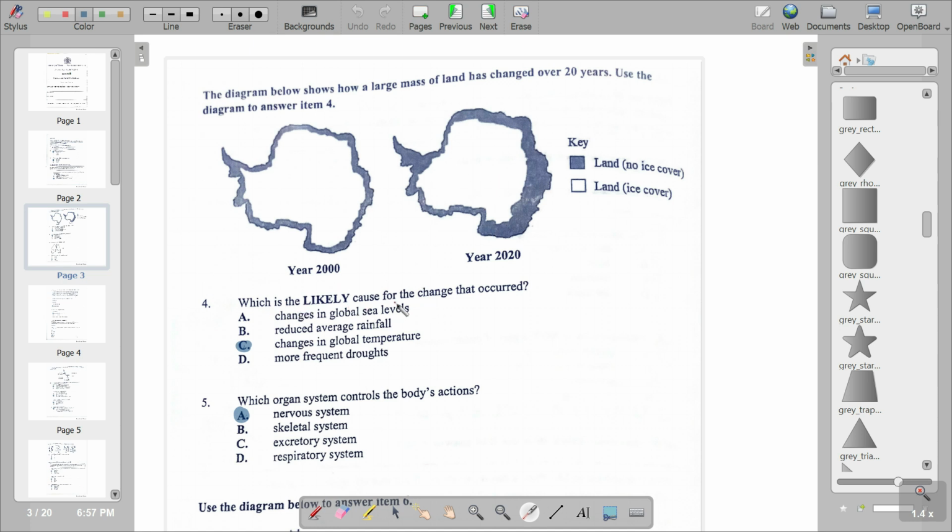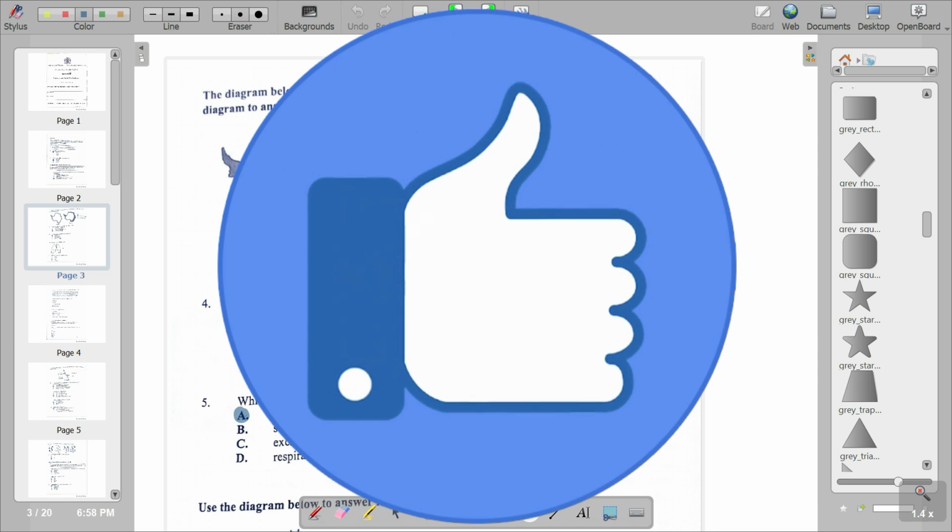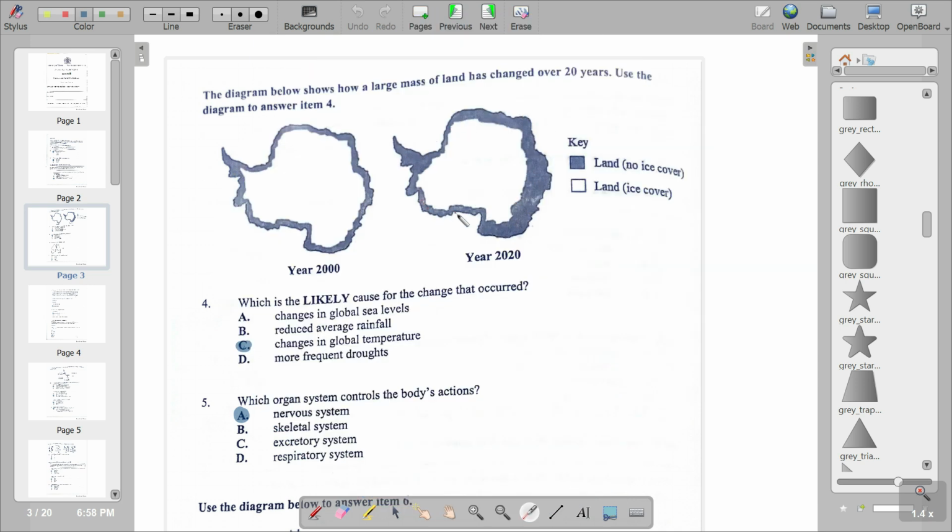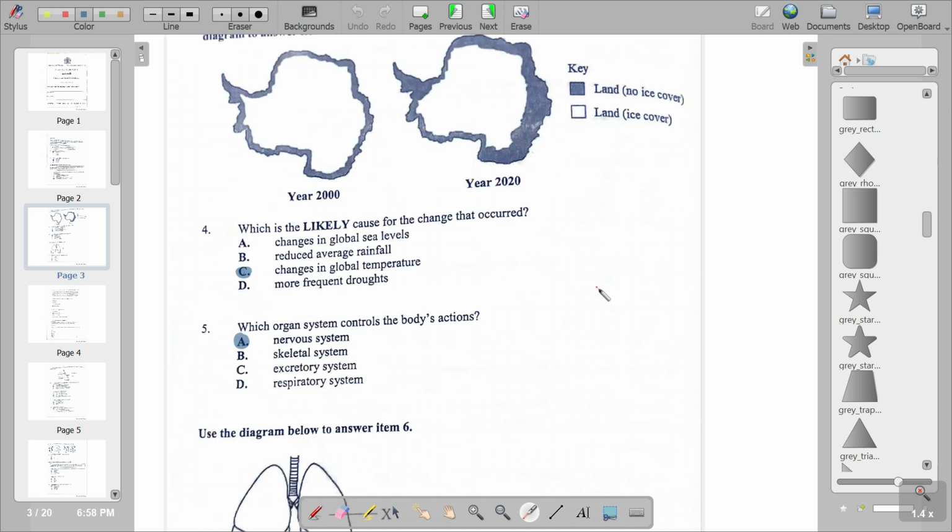So which is the likely cause for the change that occurred? Change in global sea levels, I don't think so, because it's land, it's more land, not more sea. Reduced average rainfall, I don't think that's the case either. Change in global temperature, I think that's the case. Why I chose this? Because I think that the ice is actually melting. So that would come from an increase in temperature, and that's why the ice area is actually reducing. So I chose C.